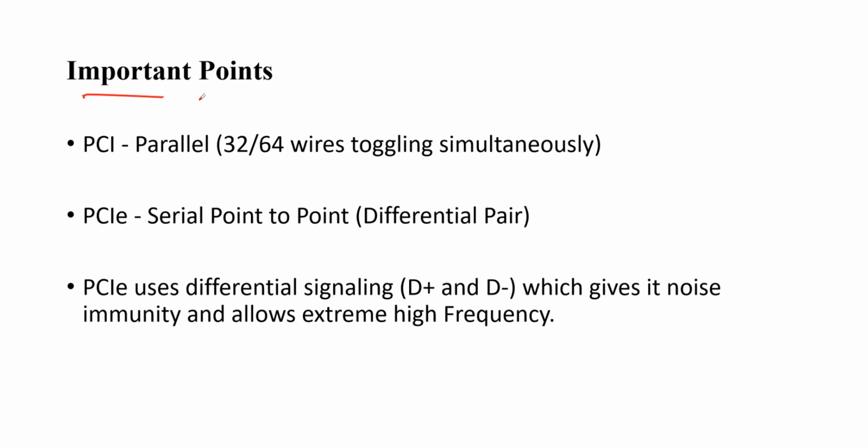Now let's see some of the important points. In PCI, I'm not talking about PCIe, parallel communication was there, which means 32 or 64 wires toggling simultaneously. Whereas in PCIe, serial point-to-point communication is there, where we are passing packets. We will also discuss what a differential pair is.